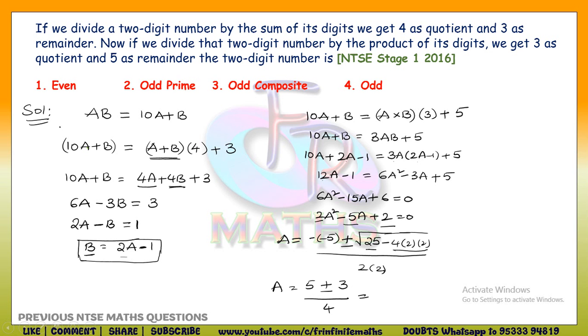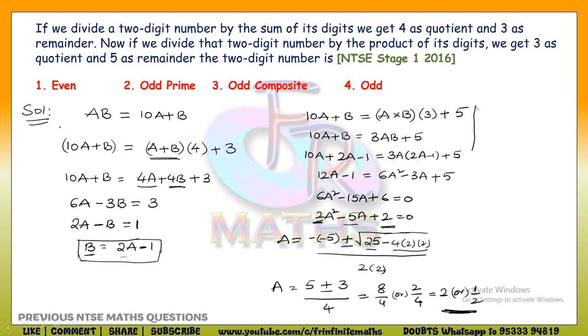Now from this I am going to get 5 plus 3, which is 8 by 4, or 5 minus 3, which is 2 by 4. Again, I can write this as 2 or 1 by 2. Here is one point to remember: if the A square coefficient and the constant have the same value, then both roots are reciprocals of each other. So if one root is 2, the other root will be 1 by 2. So we got the value of A.